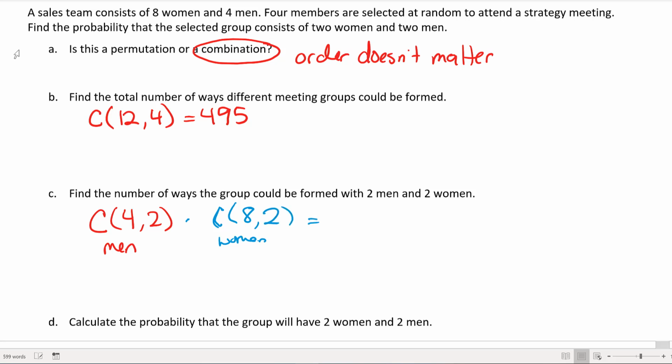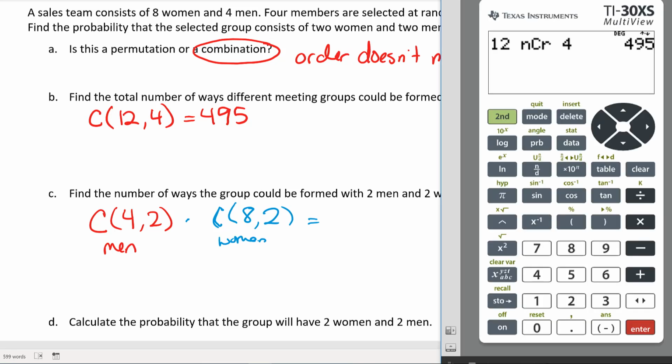So I'm going to get my calculator out. If you don't have a calculator with a combination button, you can always do it the long way. So I have 4 choose 2 for combination times 8 choose 2, and that gets me 168 different ways we could have 2 men and 2 women in the group of 4.